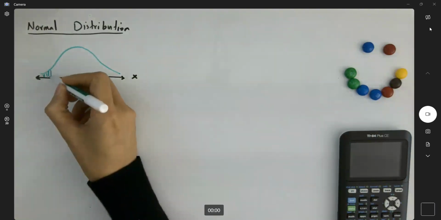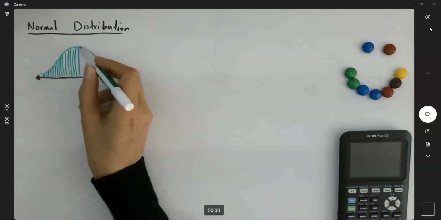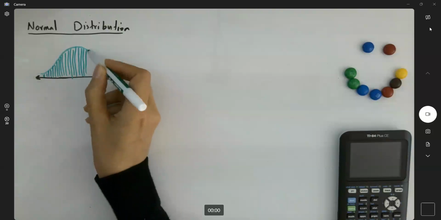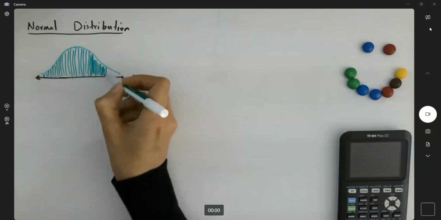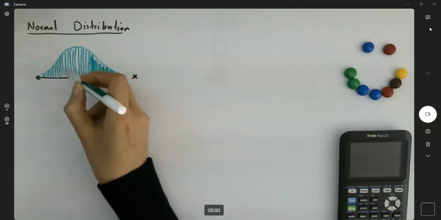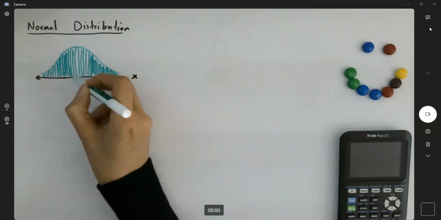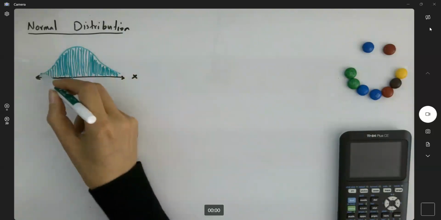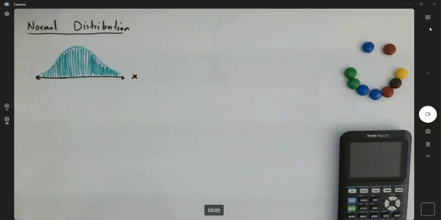Remember that these are all small bars. These are all frequency bars. And since they're very close to each other, because you have a continuous random variable, you cannot distinguish between these small bars. And when you connect the top of the bars, the graph is a bell-shaped graph.